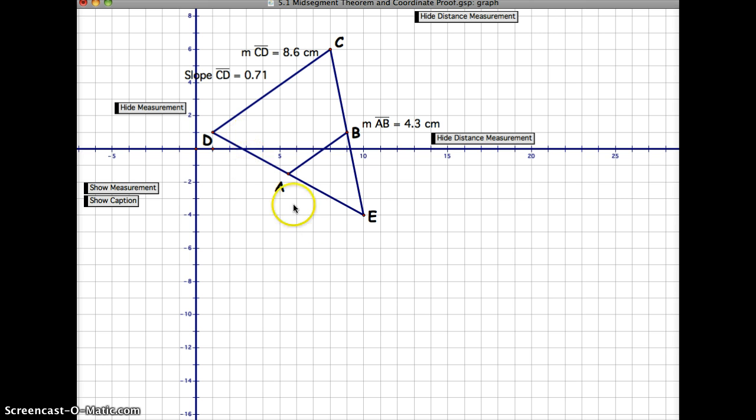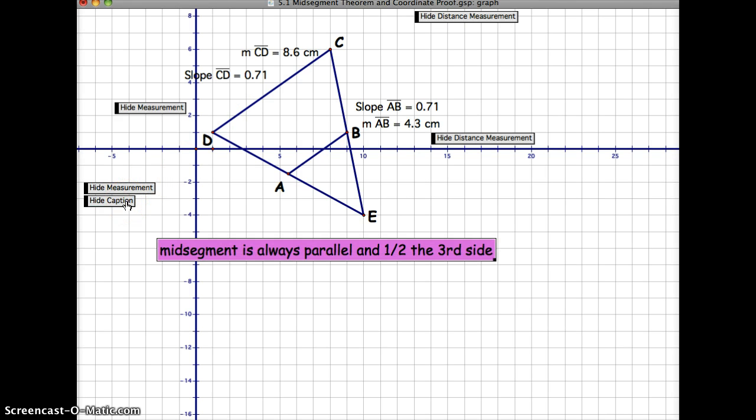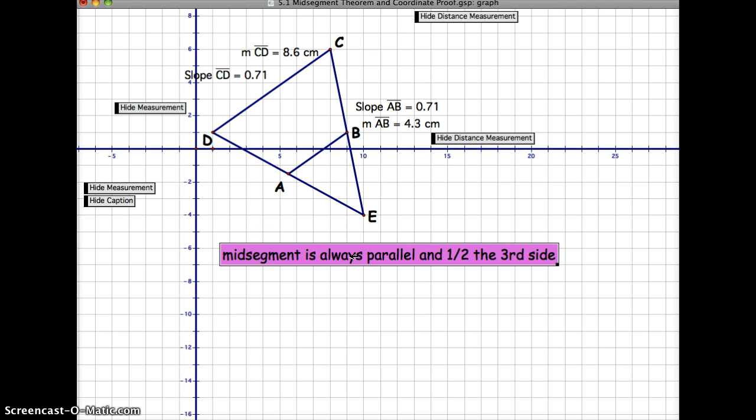Okay, same thing here. We count our rise and the run. We end up with a slope for AB of 0.71. And again, why are we concerned about the slope? If slope AB is 0.71, slope CD is 0.71, what does that tell us about our diagram or our figures? Well, it just tells us the mid segment and the third side of the triangle are parallel. Okay, they're parallel. So mid segments are always parallel and half of the third side. So basically, the mid segment theorem is simply that.